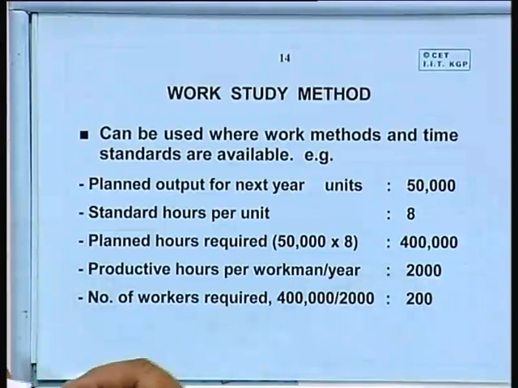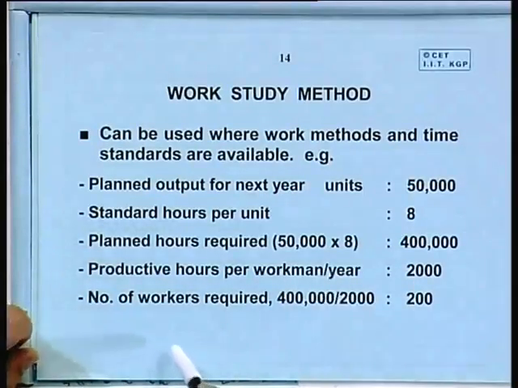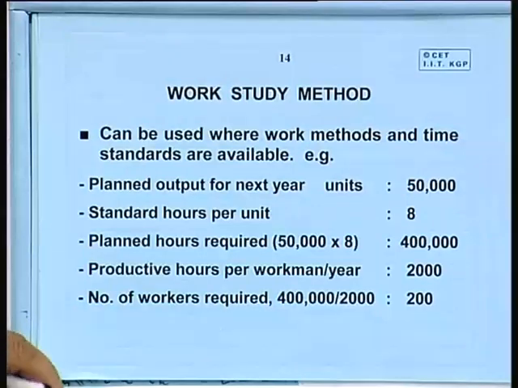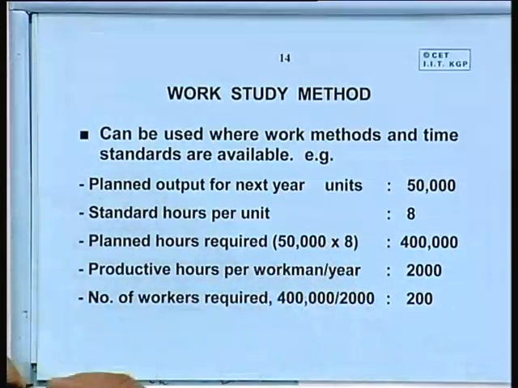Then you also estimate for the average leave that is eligible. Say they have got 8 days of casual leave, and you see historically that every workman takes full 8 days every year. So minus 8 days, finally you come to productive, okay. So many workmen hours, 2000 per year, and number of workers therefore required is 400,000 divided by 2000 is 200. So this is the work study method.